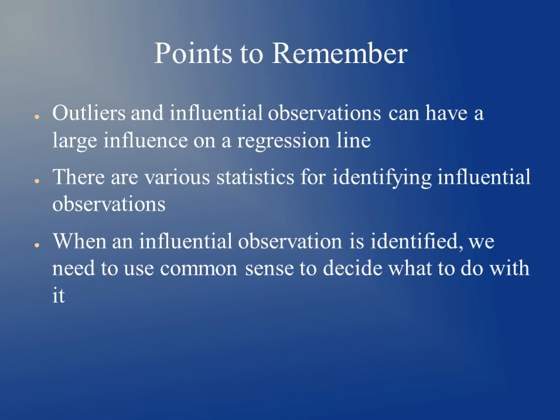So, some points to remember from the lecture today. Outliers and influential observations can have a large influence on a regression line. There are various statistics for identifying influential observations. These are the hat statistic, which is the leverage, DFBETA, DFFIT, and Cook's D, which are the main ones we want to look at. And when an influential observation is identified, we need to use common sense to decide what to do with it. So are there any questions?